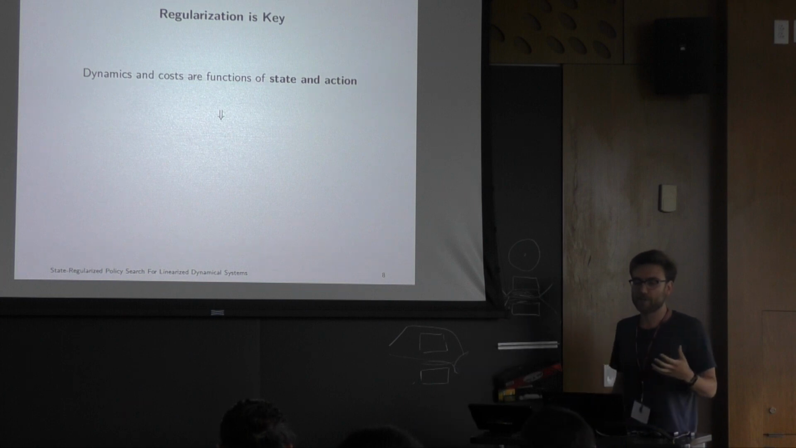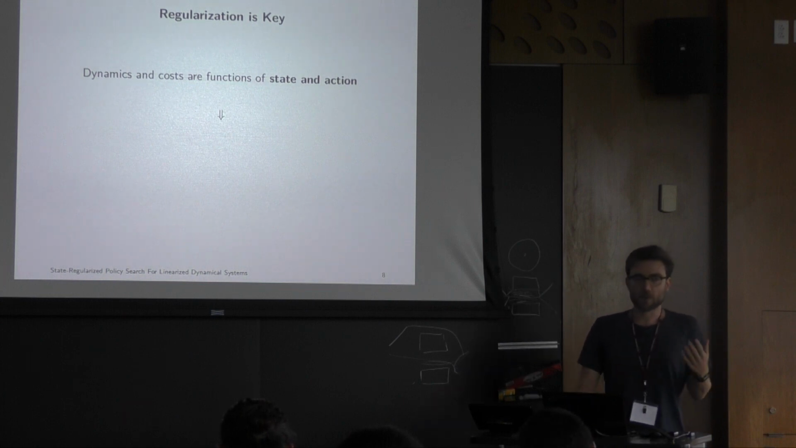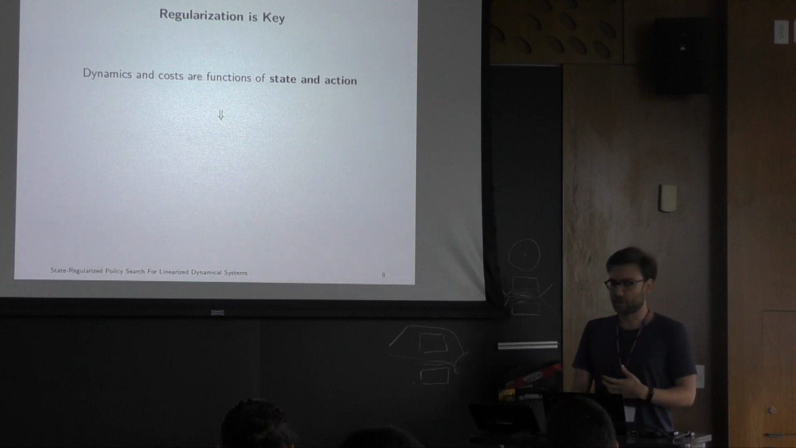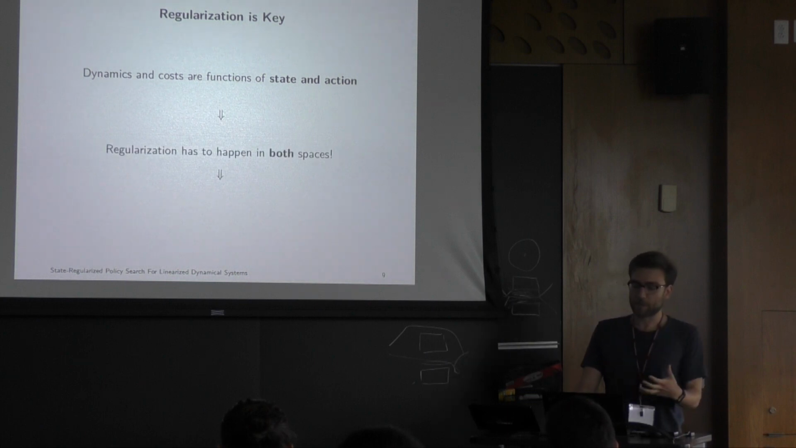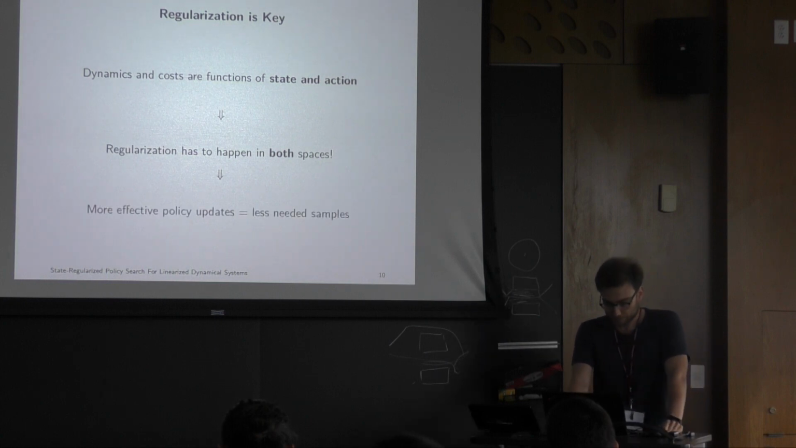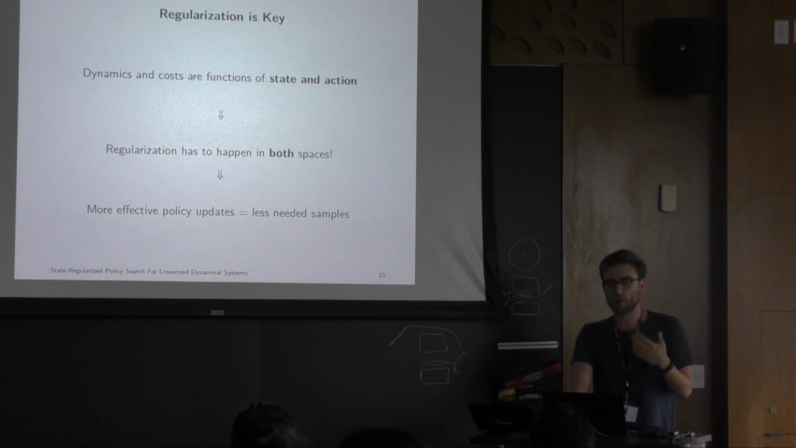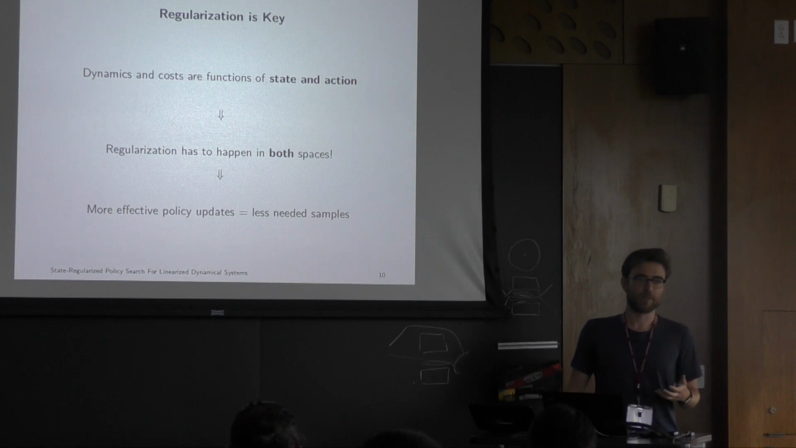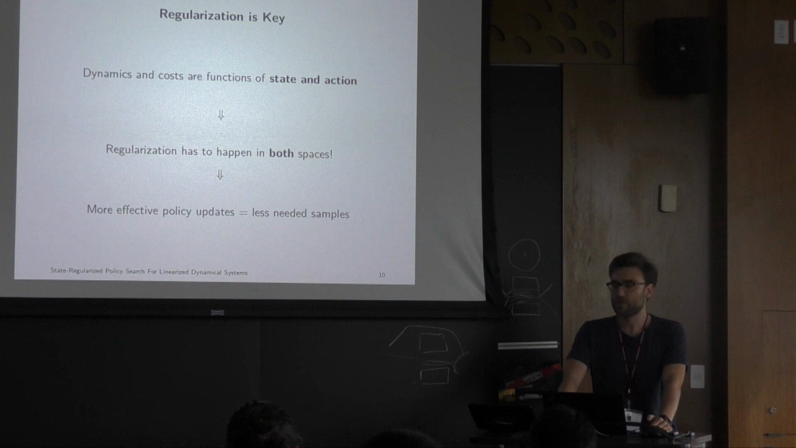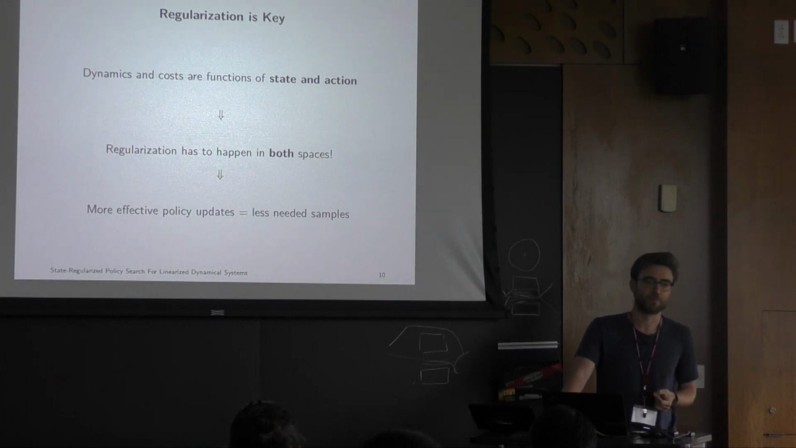Like I said, regularization is key. The dynamics and the cost function that you are learning are functions of the state and action. And in my opinion, regularization has to happen in both spaces, or in the state action space, basically. What we hope to be able to achieve is to have more effective policy updates, which would also lead to fewer needed samples, which is very crucial if you're working with a robot, let's say.